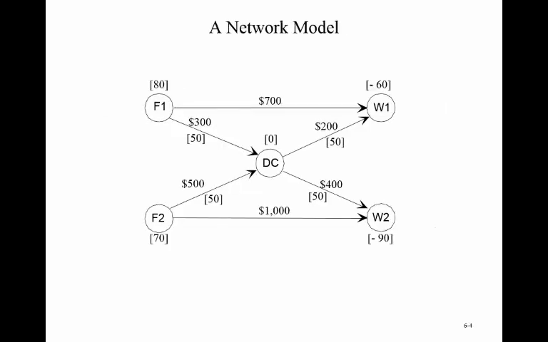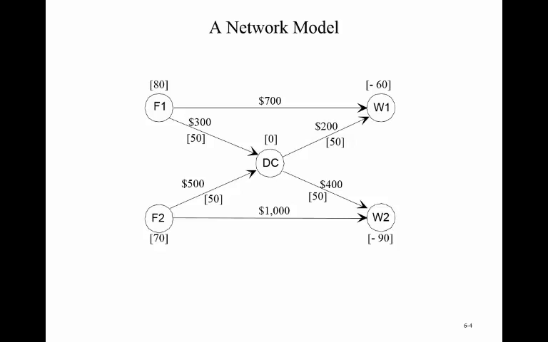Now, here's a more network type of representation of this model, a network formulation, if you will. We still have identified all the nodes, F1, W1, F2, W2, and DC, the distribution center. But now you'll see in square parentheses next to each node is the representation of the amount of capacity available in the case of the factories. But you'll notice these negative numbers corresponding to each of the warehouse nodes, the minus 60 on W1 and the minus 90 on W2.